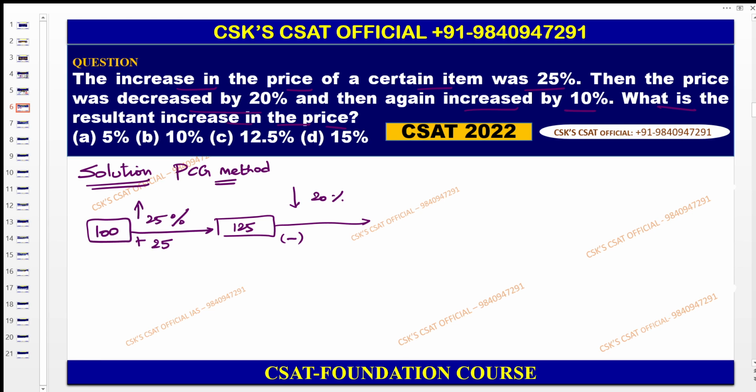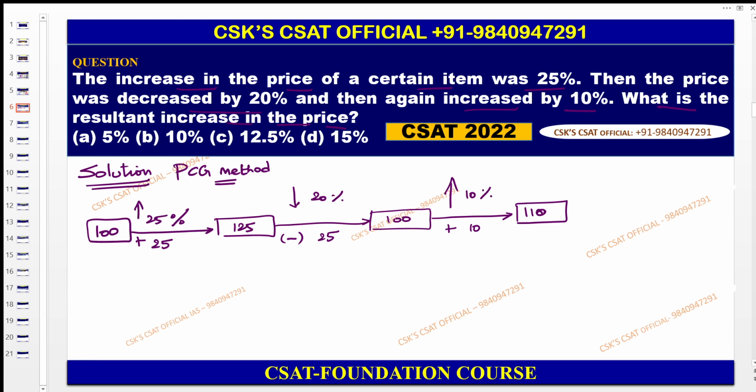125, right? Here, 20% of 125: 10% is 12.5, so 20% is 25. So subtract this one, and it becomes 100. Now again you are increasing by 10%. So 10% of that 100 is nothing but 10. So plus 10, 110. Right.